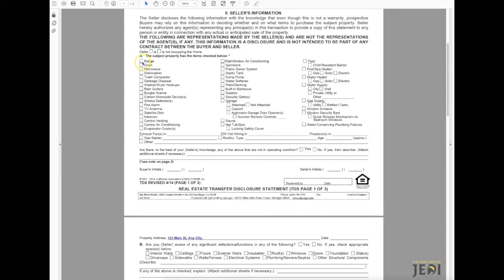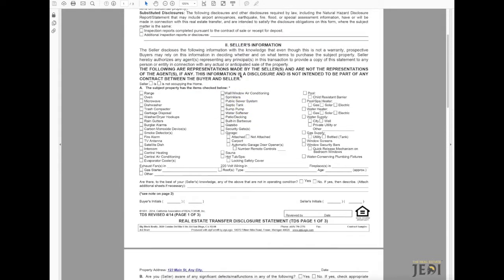Even when it comes down to things such as checking if you have a range, stove or oven, or dishwasher, or whether there's a sump pump, or a septic tank versus a public sewer system in here. If you don't know something, it's okay to not check it right away, but you're going to need to make sure that you complete this in its entirety before submitting to the buyer.